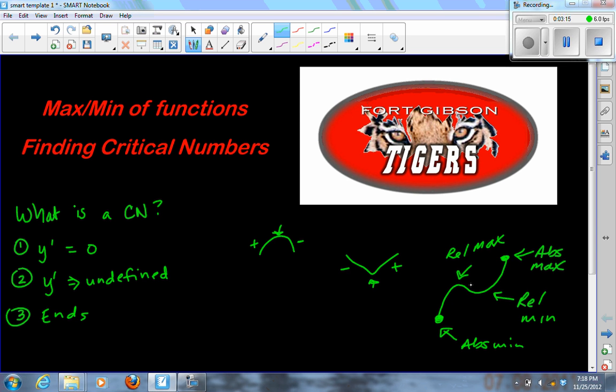And these are only absolute, you only count these because they're closed intervals. If this was an open interval, I would not have an absolute min, only a relative min. So keep that in mind. So these three places are where a critical number occurs. So let me show you an example of that.